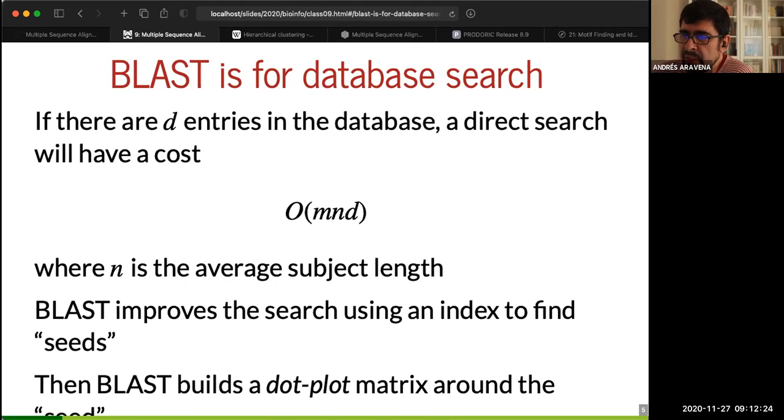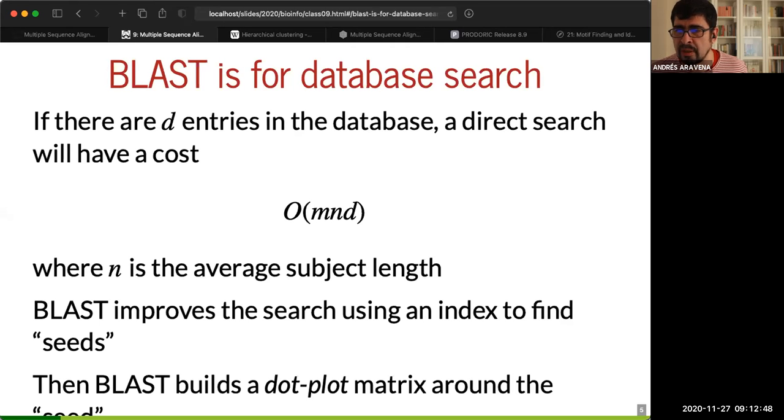Anyway, the important point is that the cost is, again, you have d entries, so you have to do m times n for each one of the entries. You have m times n times d if you are doing it without an index, and BLAST is faster because it uses an index and saves this part. So the number of entries that you test is much less, and then you still have to align them. You have to do the m times n or something like that, a dot plot around the seed.